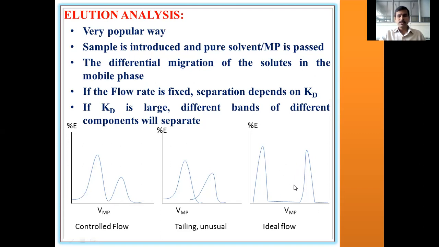This is going to be non-ideal, and this unusual behavior of the solute during the elution process cannot be acceptable. And this is going to be the ideal flow. There is a clear peak separation we can see between two peaks. First one solute has been eluted, and after some time the second solute has been eluted, and there is a clear distinction between peak 1 and peak 2 in this elution analysis.